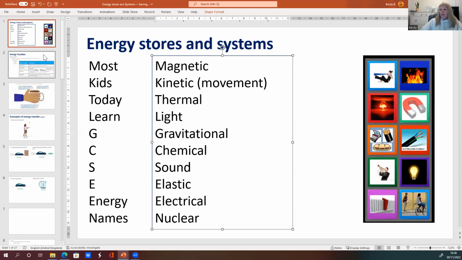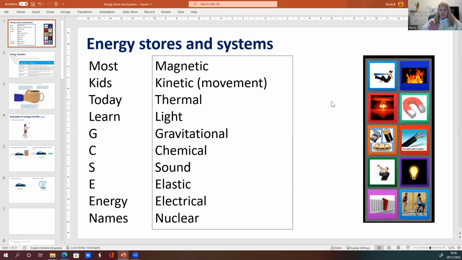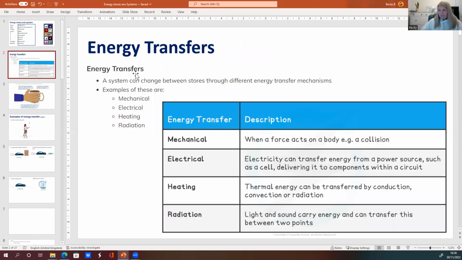Now remember that energy is not created or destroyed, we just transfer it from one form to another. And when we transfer that energy, it will go as one of these four methods. It'll either be mechanical, electrical, heating, or radiation. So obviously these will be in the video. You'll have access to play this back if you want to use it as notes later. So mechanical, basically if you've got forces acting, you're thinking mechanical. So when forces act on a body, if a car was to collide with something, for example, that would be a mechanical energy transfer.